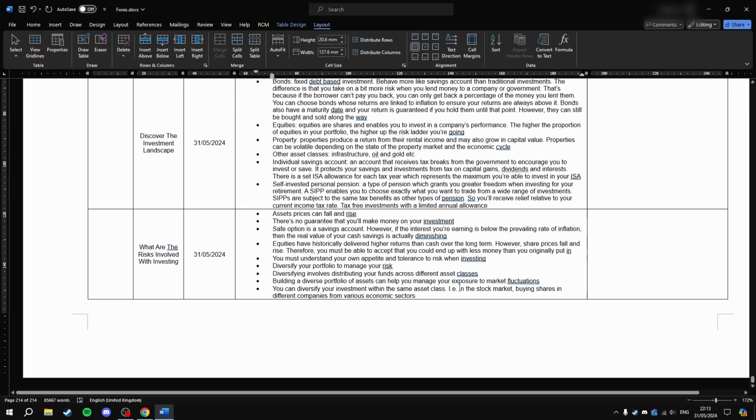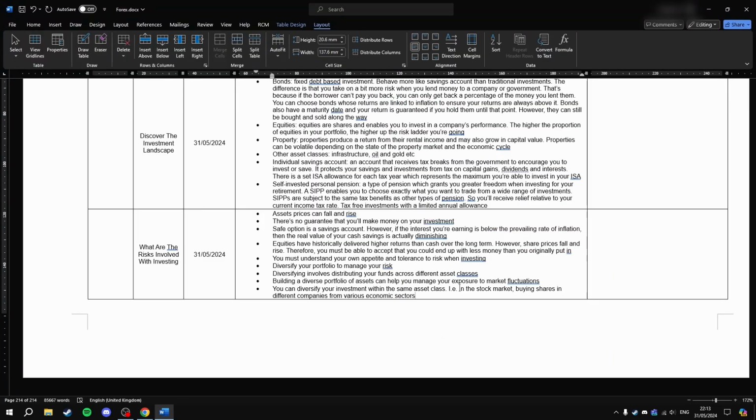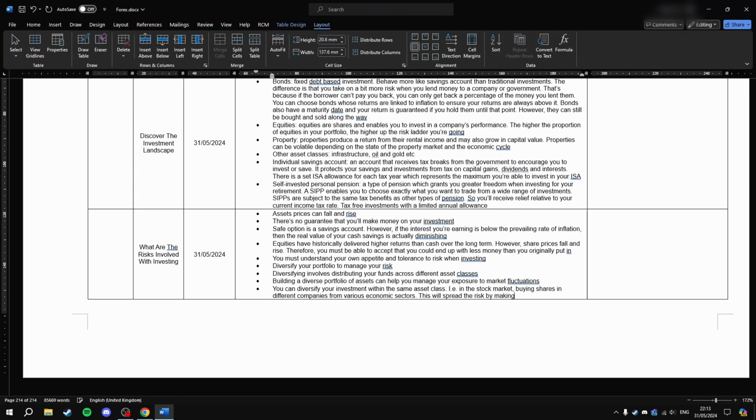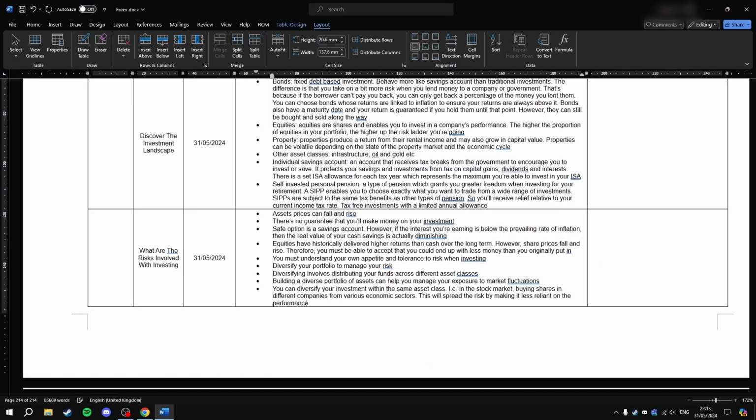So I guess the important thing about diversifying is you don't want to be reliant on one asset or one thing. You want everything to balance each other out. So if one makes a loss, then hopefully you can have another one which makes a profit, and that cancels each other out. This will spread the risk by making it less reliant on the performance of one company or sector.